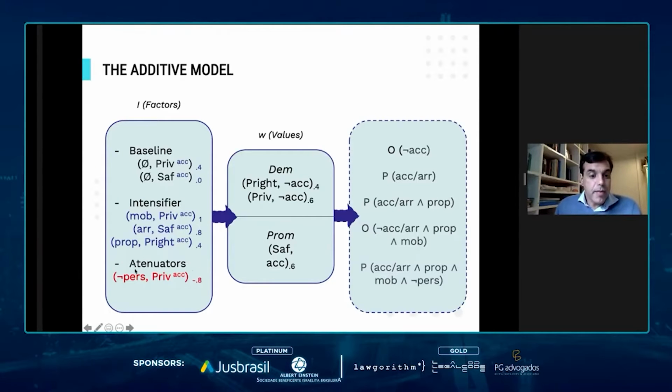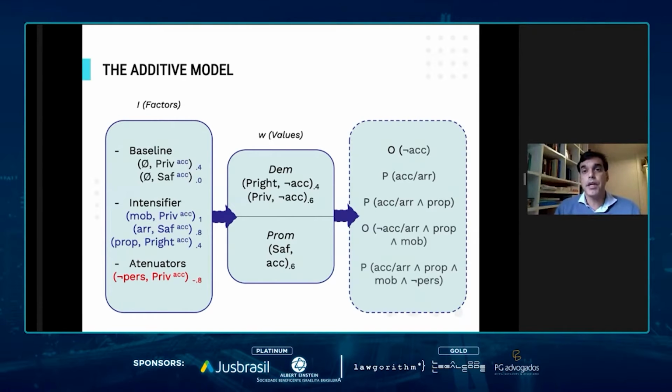But factors may have an attenuating influence on the impact of action on values. For instance, if we consider that the mobile phone is not a personal one, but a professional one where only professional content is allowed, then this would attenuate the impact on privacy and may shift the balance again for an authorization to access the content if the mobile phone is not personal. So that's how the game is played within the additive model.